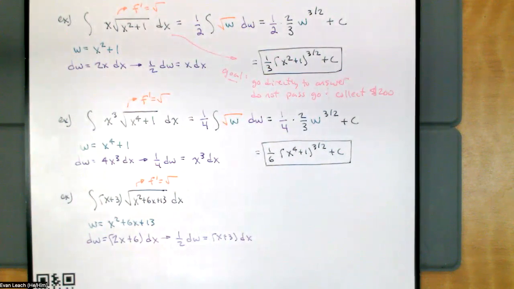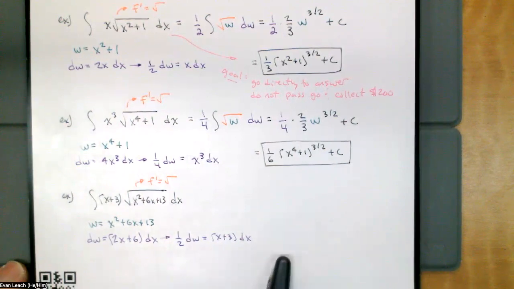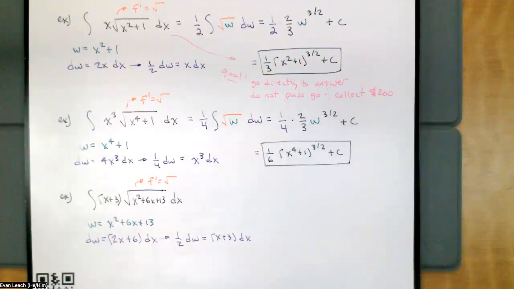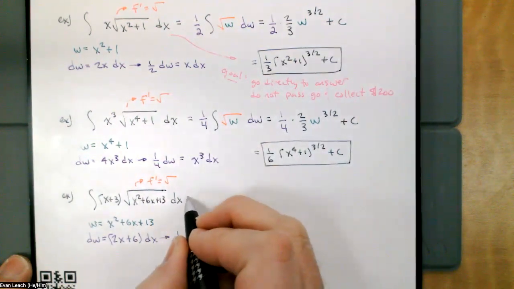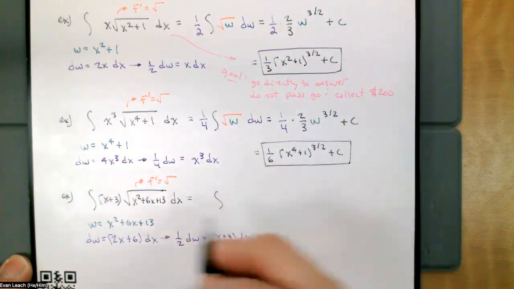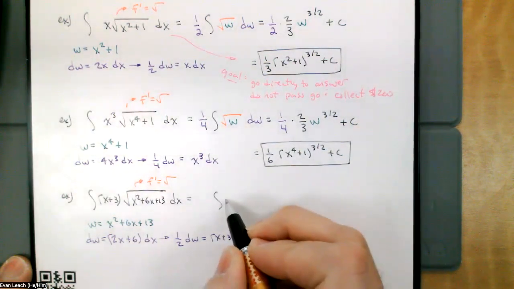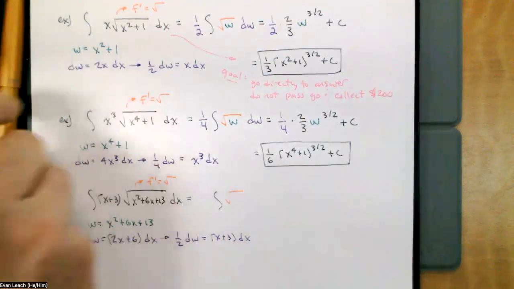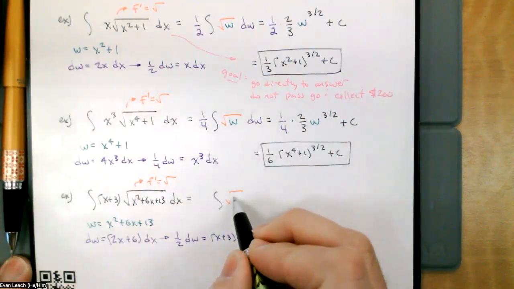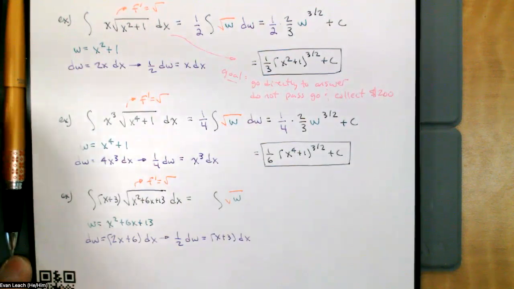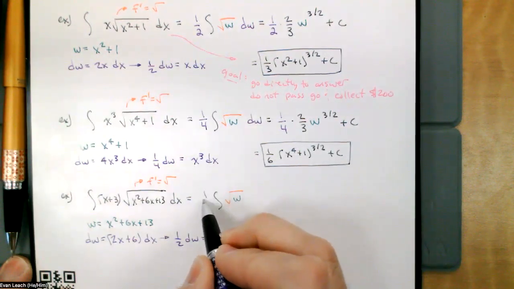So once again, I wrote the problem with the minimum amount that we need. I need to have an x plus 3 to make that substitution work. Once we make that substitution, now our w integral is the same as the one we had before. So it's going to be a 1/2 integral of square root of w and a 1/2 dw.